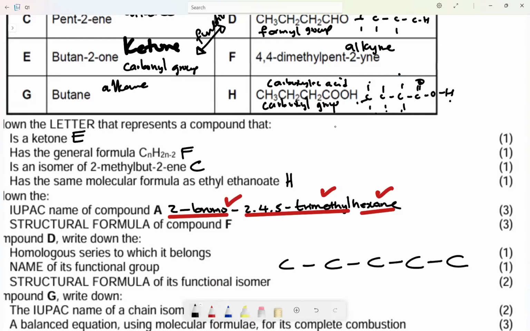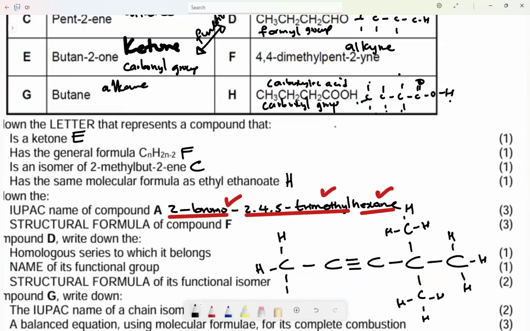Then on carbon number 2, I have a yne, a triple bond. Then I have on carbon number 4 a dimethyl. If this is 1, 2, 3, 4, I have a methyl here, and I also have a methyl there. It tells me we have two methyls, like that, like that. How interesting is that? Then I complete the rest.